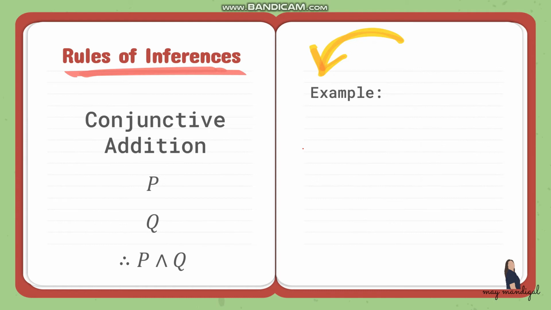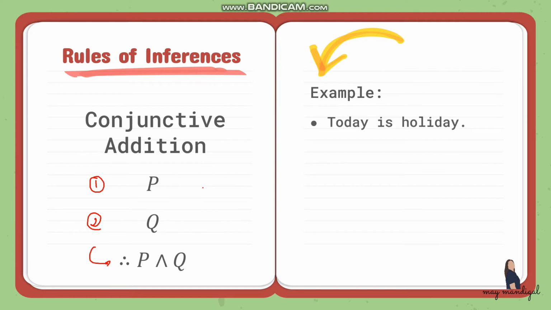Next we have conjunctive addition. So here we have two premises that are simple propositions. So first is this one. Let's say we have P. So it's only a simple proposition. And we have another premise which is again a simple proposition, Q. Now, since we assume that these two are true, our conclusion can be P and Q. So we just have to connect the two using the connective and so that it will become a conjunction.